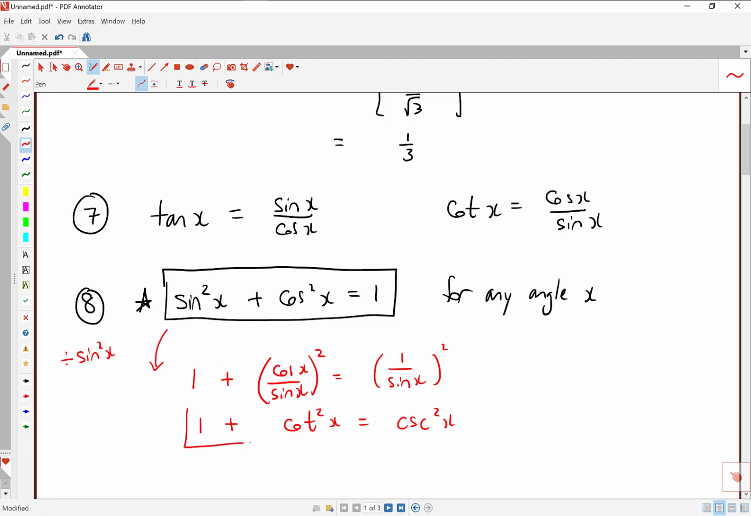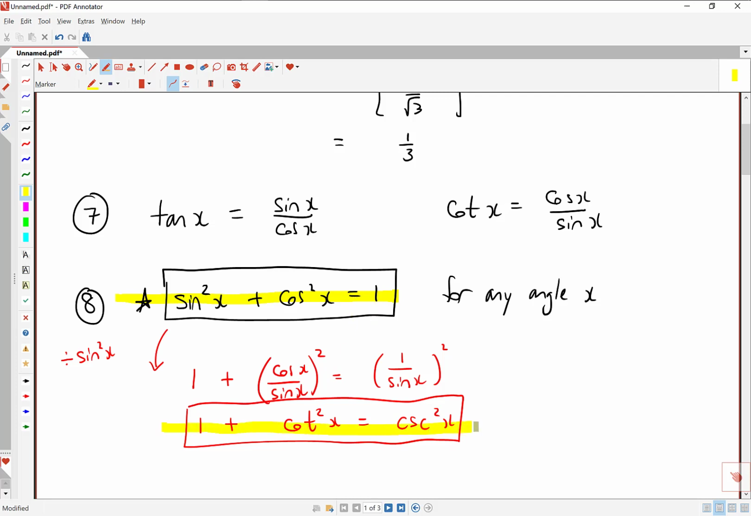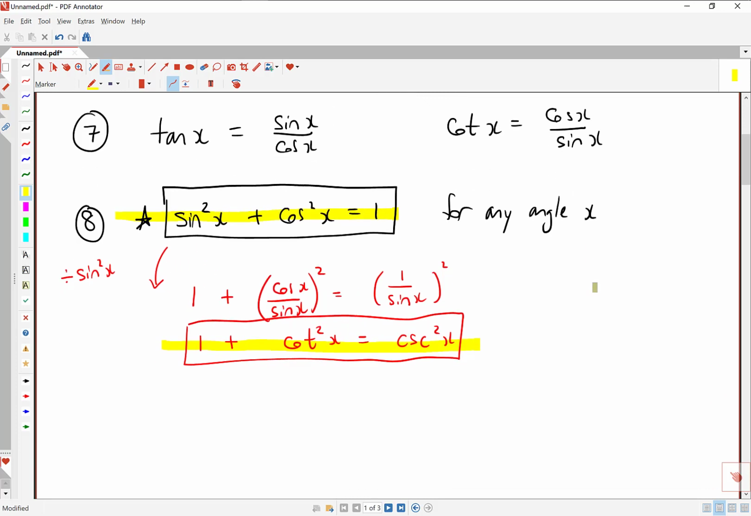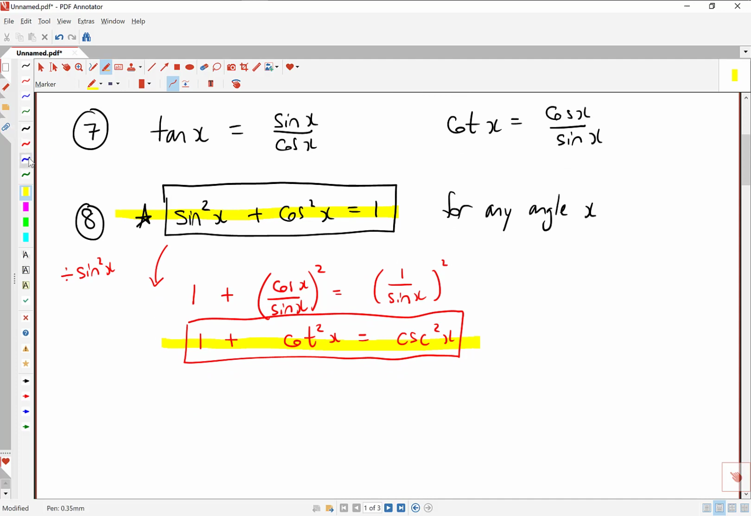So this is a second identity that you can figure out from the first one. But what I usually do is I just remember this one, and then if there ever comes to be a situation where I feel like I need this one here, I'll just figure it out by dividing through by sine squared x.